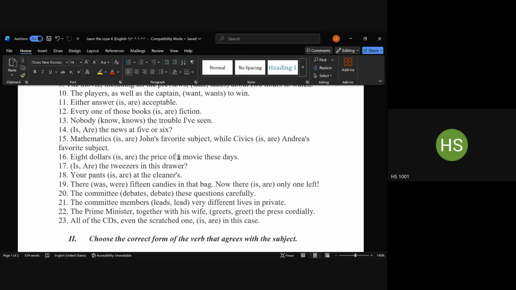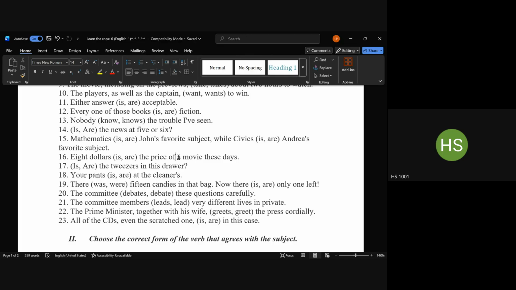19th we already discussed, but the second part of it, I think we haven't. So there were 15 candies in that bag. Now there is only one left. You have the number first, which is plural, and the second is independent, right? So there is one. There is only one left.